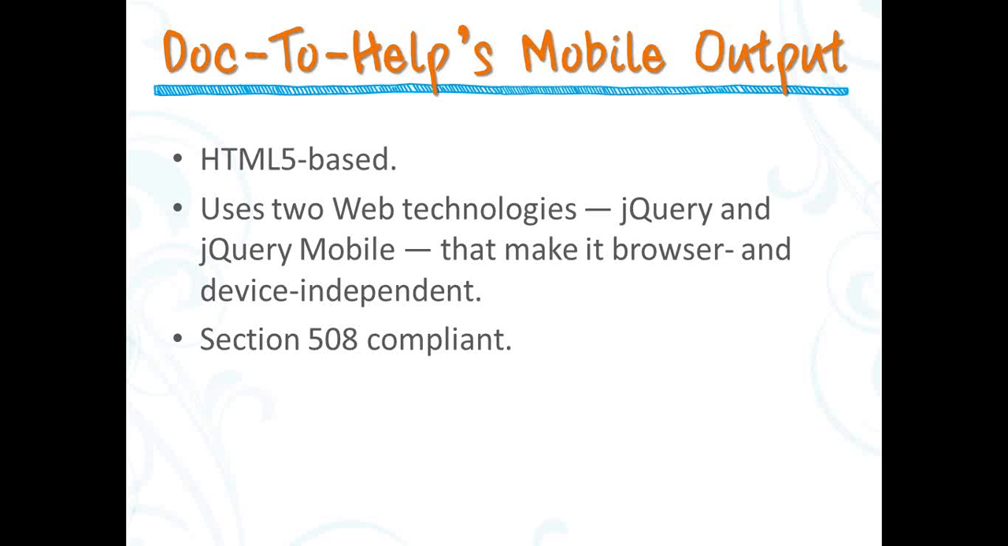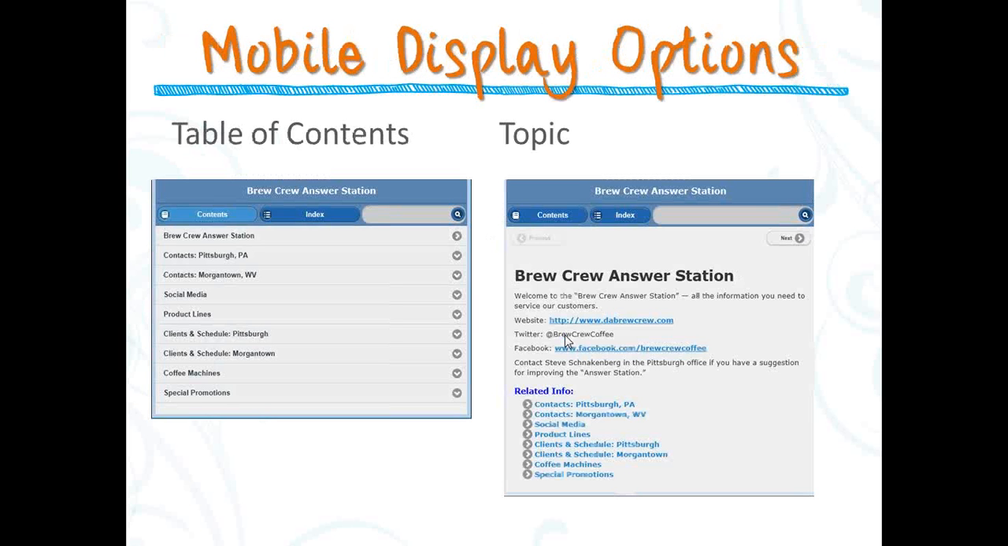This output is simple to build and to deploy. First, you build your output. In DocToHelp, you merely, in your project, choose to build mobile, build it, and then all you need to do is copy the files to your server. I'll demo building a little bit later, but first I wanted to take a look at mobile help.